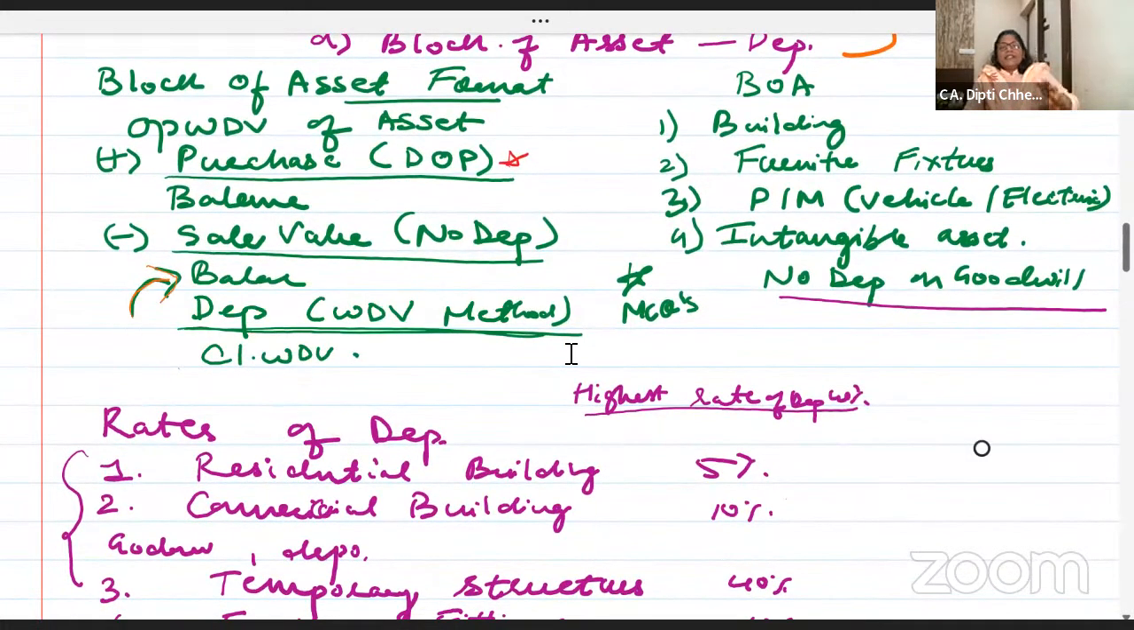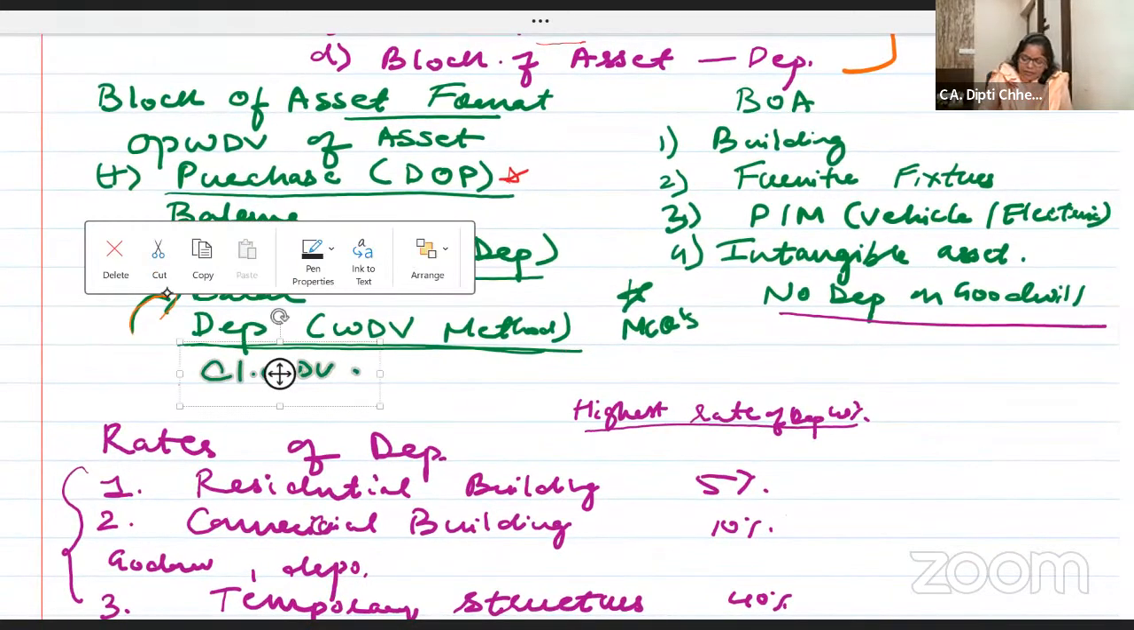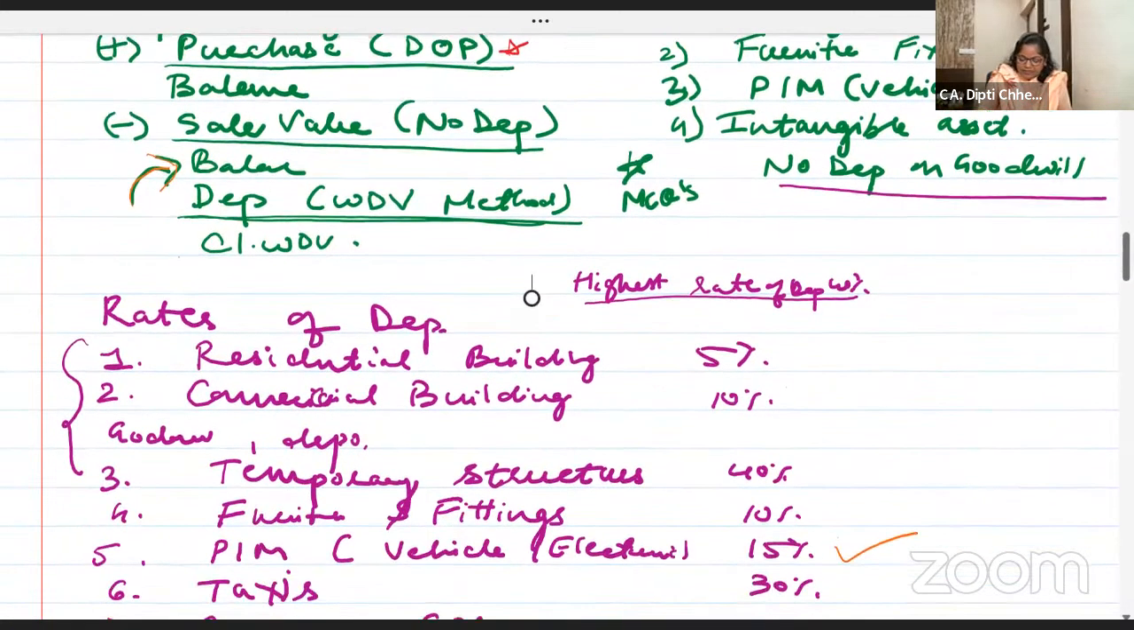On the sales value, no depreciation. In accounting, if I've sold the asset in December, I charge depreciation from April to December. In income tax, no depreciation on the sale. After the sale, you have to charge depreciation on the balance.